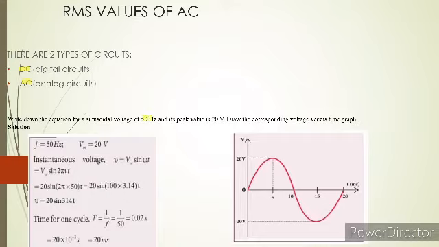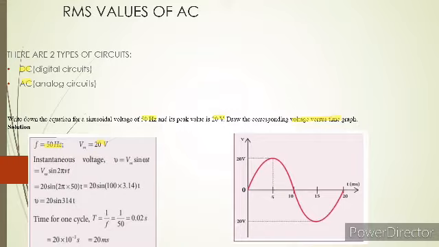They have given the frequency as 50 Hz and the peak value, that is Vm, as 20 volts, and they are telling us to draw a voltage versus time graph. Here I have mentioned the frequency f as 50 and Vm as 20 volts. First, let us find the instantaneous voltage, because we have to draw a voltage versus time graph, right? So we have to know voltage and time.